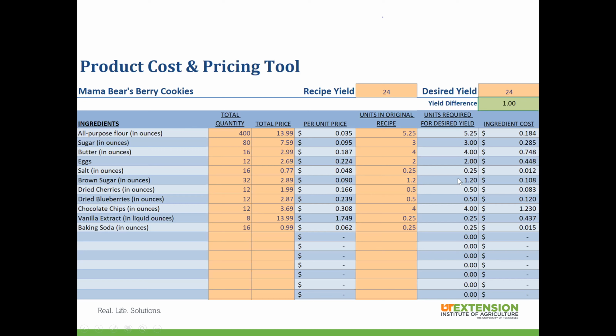We can look at this column to make sure that we do have enough of each ingredient. Okay, so then we've got our ingredient costs all over here. This is the last column, and it's showing us the ingredient cost for each ingredient for the original recipe, the 24 units.